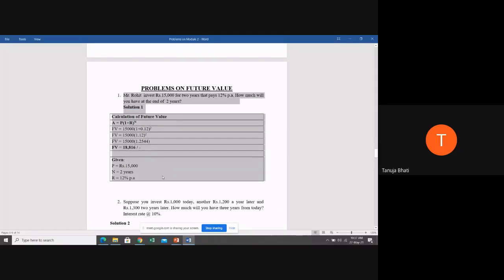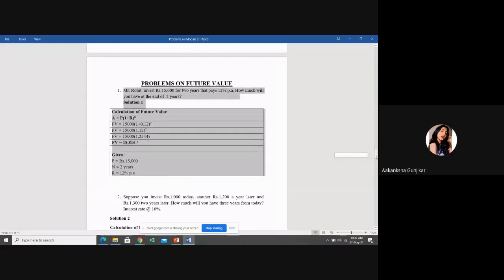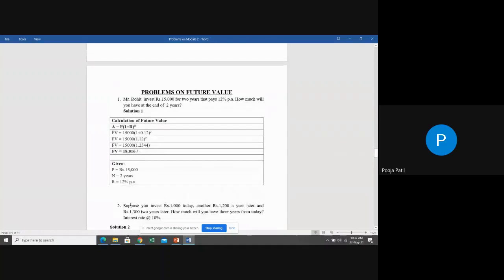Students know how to go step by step to solve the problem. First, ascertain in which category it is falling. After that, determine what formula is to be used. Third, solve the problem by substituting the figures in the formula. Is problem number 1 clear? Yes, students? Okay. Problem number 2.